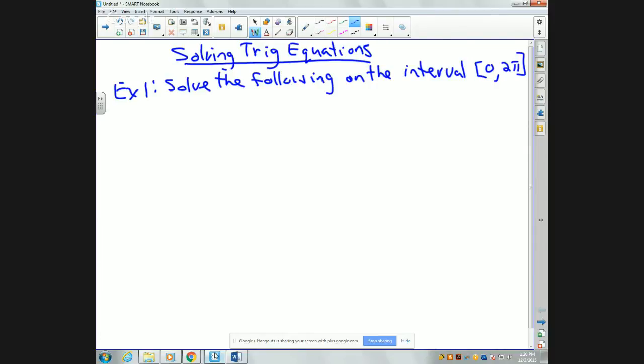Sometimes the solution might be between 0 and pi. Sometimes it might be from negative 2 pi to 2 pi. So we'll just make sure that any answers we get, we restrict our domain there. Here we go with the first one.